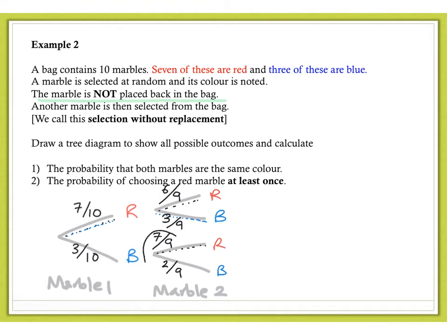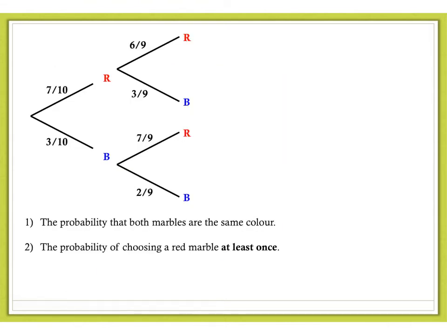Also, these probabilities individually have got to add up to 1 as well because it's either red or blue. So that's another way of checking you've got this correct. Here's the tree diagram. Notice I haven't simplified these probabilities here.